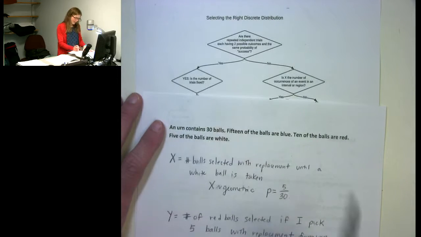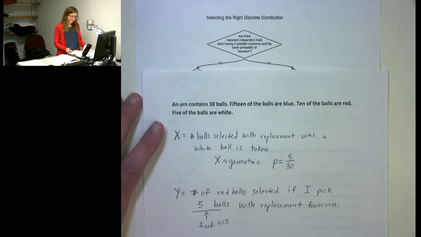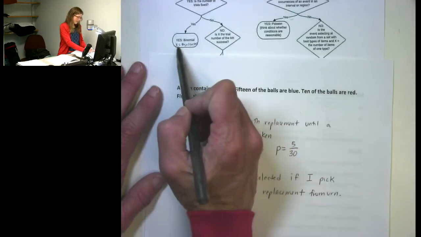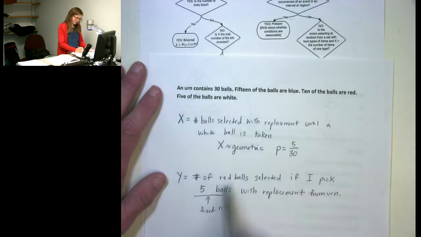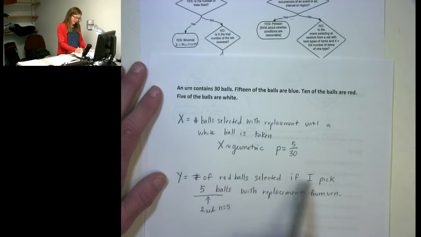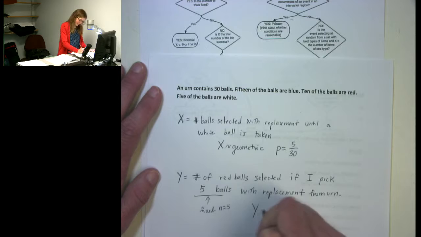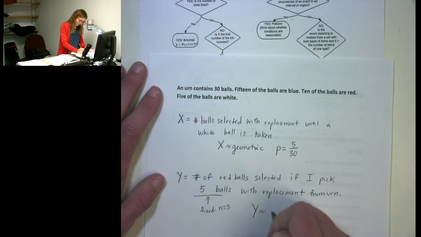Is the number of trials fixed? Now I know I'm picking 5 balls, so I have a fixed number of trials, n equals 5. And so my y is going to be the number of successes, the number of red balls out of that fixed number. So I have a binomial distribution.